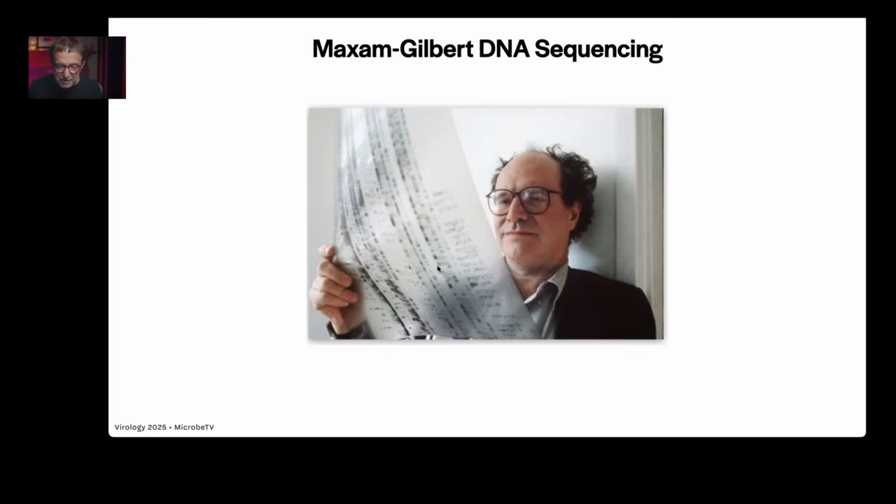This is a crappy gel. It's very hard to read. My gels were great. I had hundreds of these gels. I threw them all out. When I moved to Columbia, I should have kept one to show you, but I didn't. So that's how it works.